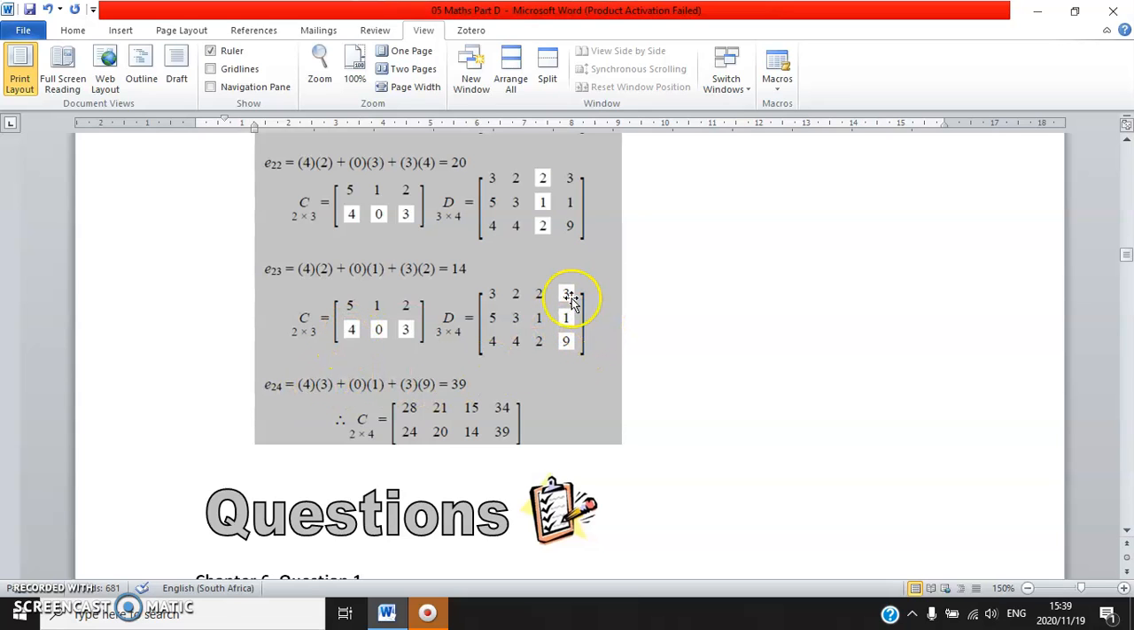Then you see the multiplication or the expansion: 4 times 3 plus 0 times 1 plus 3 times 9. So that's 39. And this is how we derive matrix E. So I repeat, there is a typo error in the prescribed textbook here. It should be E, the new matrix E, which is the product of C times D. Okay, so matrix multiplication is not that difficult.